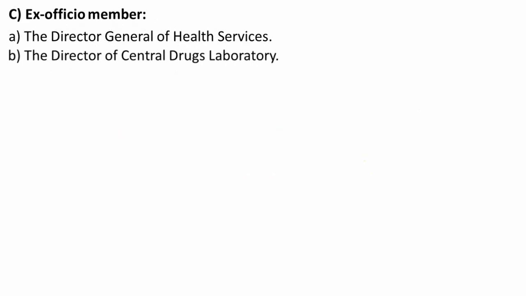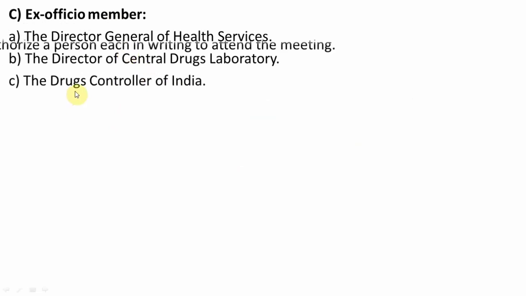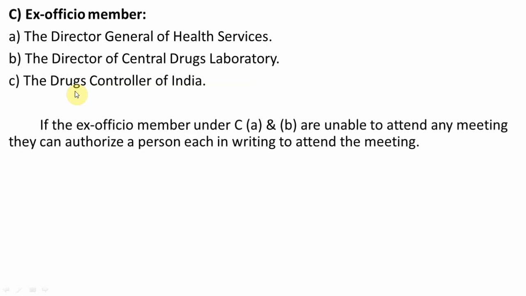Then C, ex officio members. First, the Director General of Health Services. Then, the Director of CDL, that is Central Drug Laboratory. Then, the Drugs Controller of India. If the ex officio members under A, B and C are unable to attend any meeting, they can authorize a person each in writing to attend the meeting.